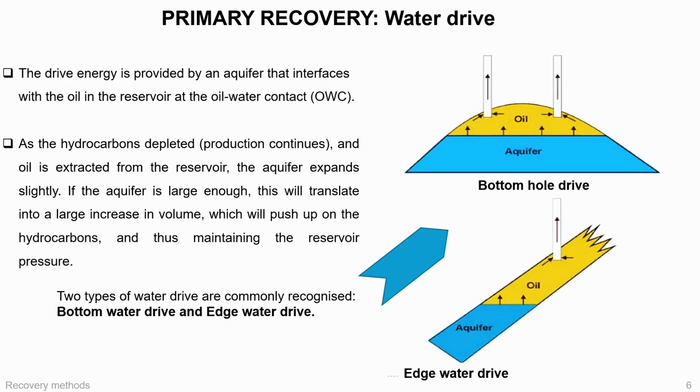In a water-drive reservoir, the main source of energy is an aquifer connected to the oil-bearing formation. As oil is produced, the aquifer expands slightly and pushes water into the reservoir, helping to maintain pressure and displace hydrocarbons toward the wells. This is often a very favorable drive mechanism, especially if the aquifer is large and well connected. The slide also shows two common types: bottom water drive and edge water drive.